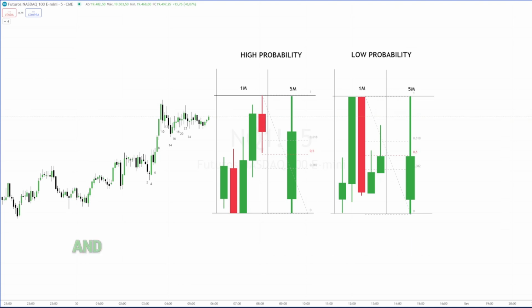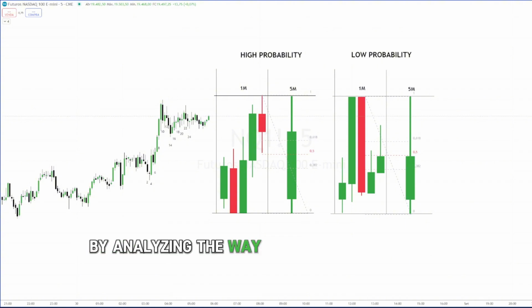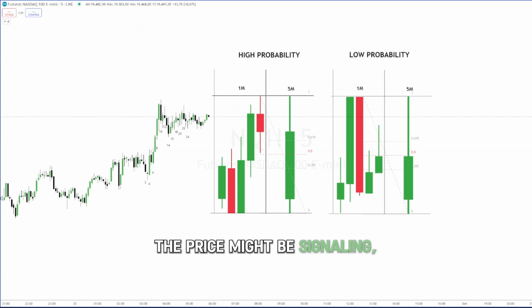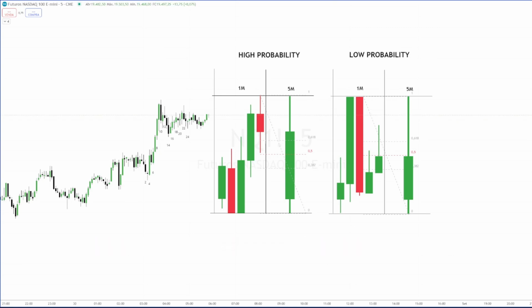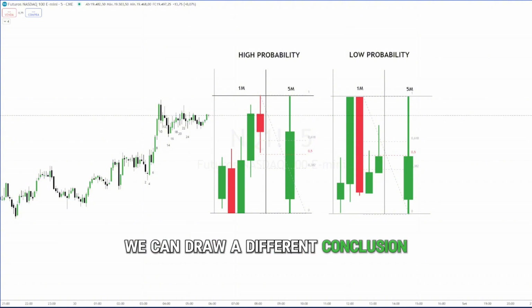Let's analyze and understand the movement of a 5-minute chart by analyzing the way the price has behaved on the 1-minute chart. By analyzing the smaller time frame, we can draw some conclusions about what the price might be signaling, whether the movement will continue to be bullish or bearish. As in this example, we have a 5-minute chart, and depending on how the price moves in the 1 minute, we can draw a different conclusion.